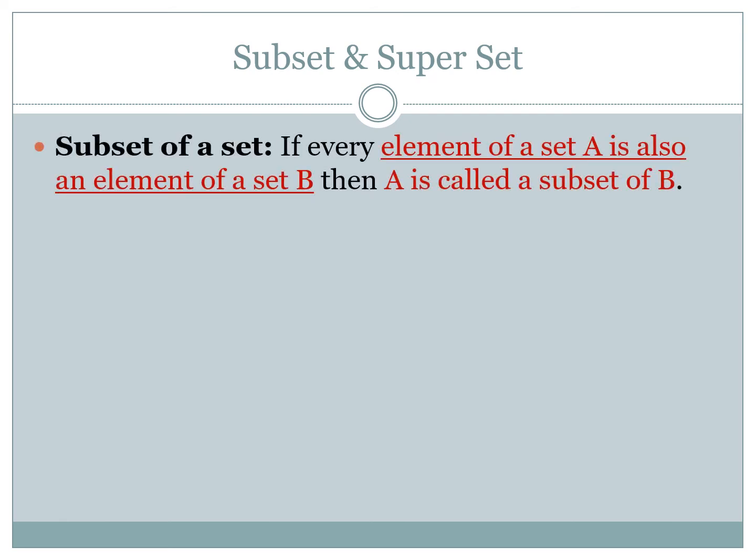Next is subset and superset. If every element of a set A is also an element of set B, then A is called a subset of B. For example, A equal to set 1, 2, 3 and B equal to set 1, 2, 3, 4, 5, 6, 7. Then we can see that every element of A, namely 1, 2 and 3 are also elements of B. So, A is a subset of B.